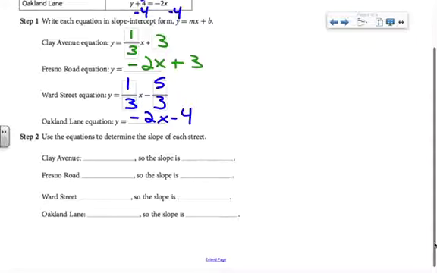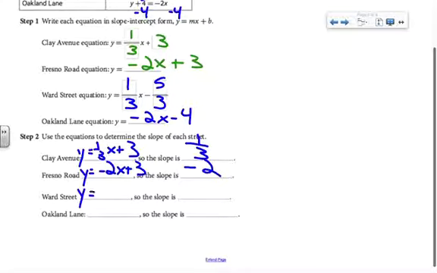So the equation for Clay Avenue, again, was y equals 1/3 x plus 3, so the slope is 1/3. The equation for Fresno Road was y equals negative 2x plus 3, so its slope was negative 2. Ward Street, y equals 1/3 x minus 5/3, so the slope is 1/3. Oakland, y equals negative 2x minus 4, so the slope is negative 2.